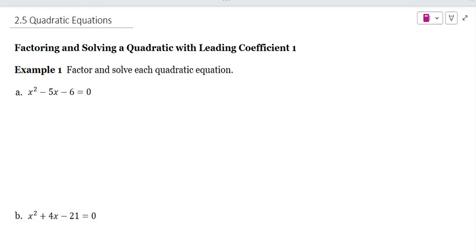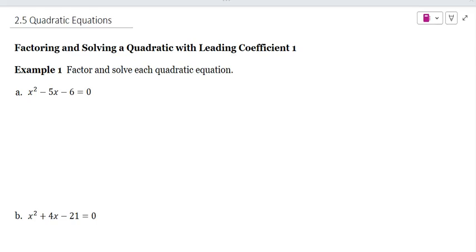Factoring and solving a quadratic with leading coefficient 1. We've seen how to factor polynomials, specifically things that are raised to the second power. When we change the directions to say that we want to solve, we want to end up with a final solution, and that solution relates to what the x-intercepts are if we were to graph the function. So I'm going to start with factoring letter A.